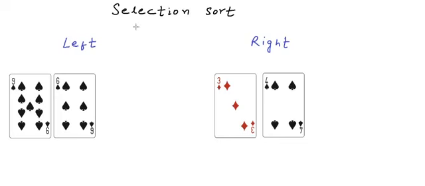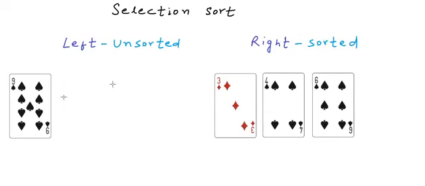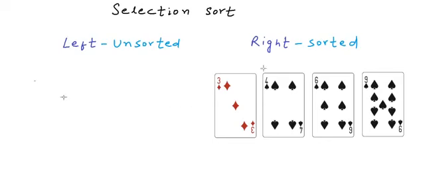So at any stage during the process, the left hand will be an unsorted set of cards and the right hand at any stage will be a sorted set of cards. So after 3 and 4, 6 will go to the right hand, and finally 9 will go. So in the end, the right hand will be a sorted arrangement of cards. Cards will be sorted in increasing order of rank.